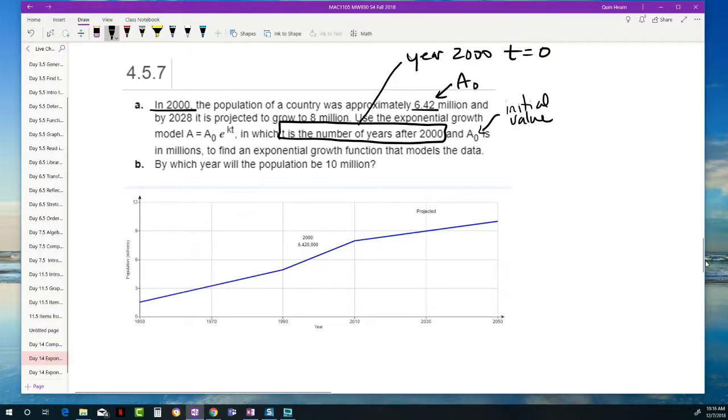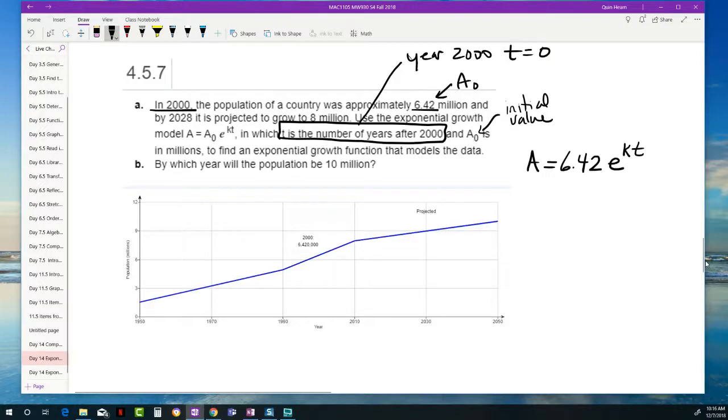So automatically, since it's the initial value of the population at time t equals 0, that means that that's a sub 0 in your formula. So you can replace a sub 0 with 6.42. And then we have times e to the k. We don't know the value of k. They did not tell us the growth rate. Times t, which is a variable.